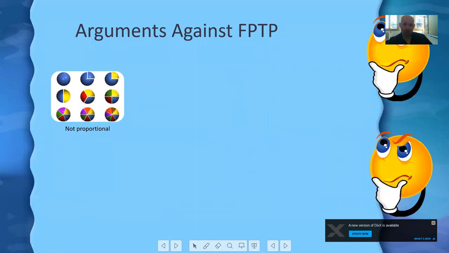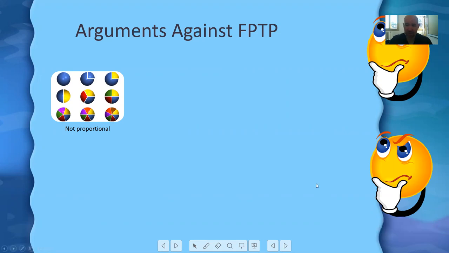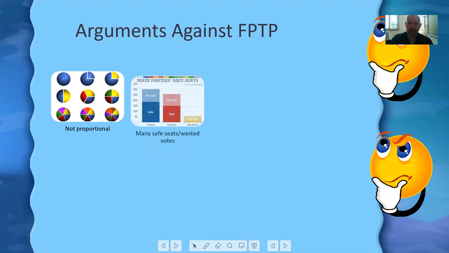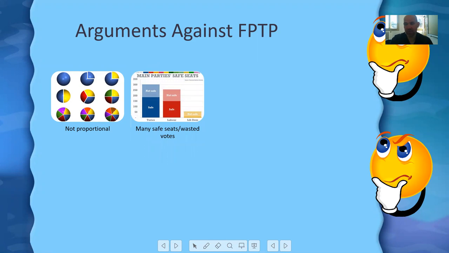So I hope I've given you enough evidence and examples here to understand this not proportional aspect. And I hope you can see why some people think this is a very strong argument against first past the post, that it distorts the result, throwing out smaller parties and boosting the winner to a point where they get 100% of the power. It also leads, as you should understand from previous videos, to safe seats and wasted votes.